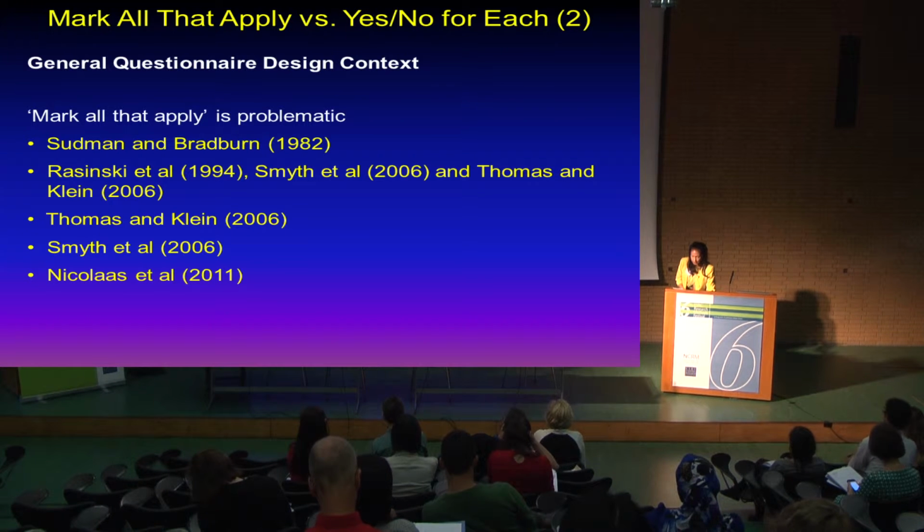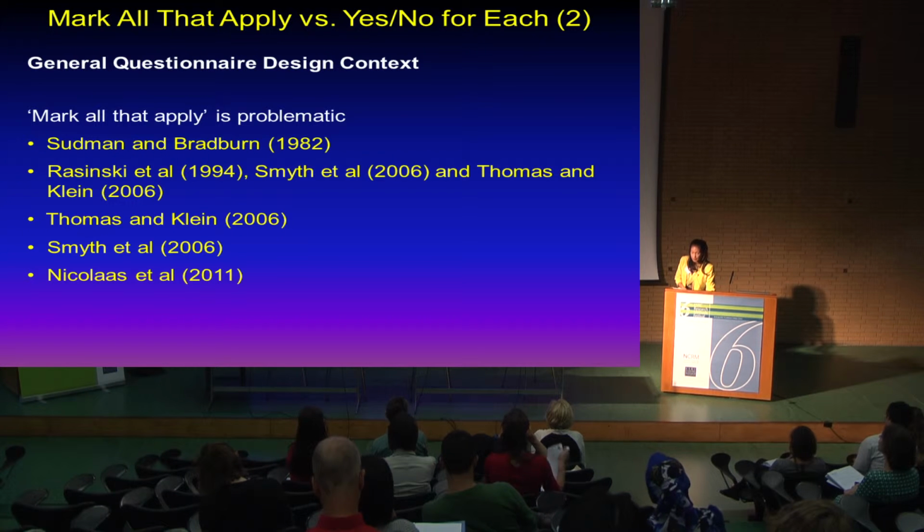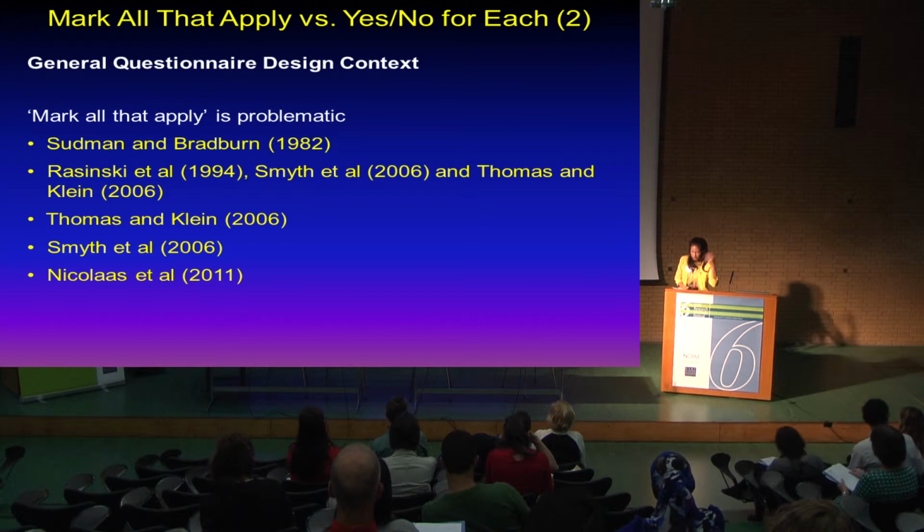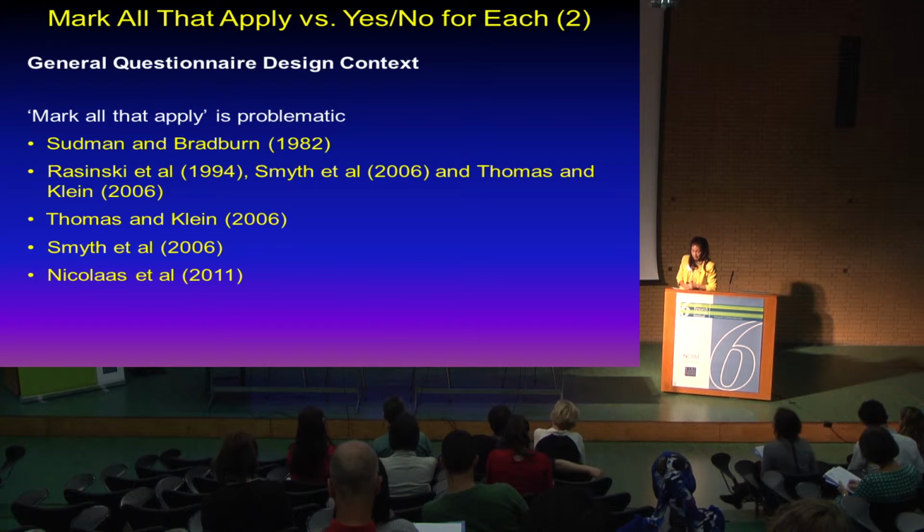Rasinski et al. 1994, Smyth et al. 2006, and Thomas and Klein 2006 found that mark all that apply has a lower endorsement for items than the equivalent yes or no for each. And they show this replicated across lots of different behavioral topics, languages, and countries of residence.